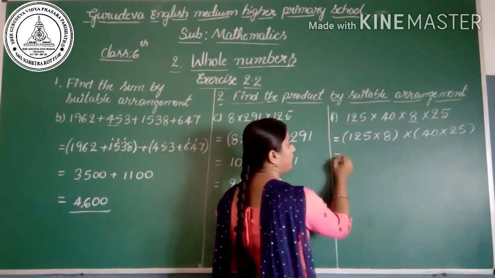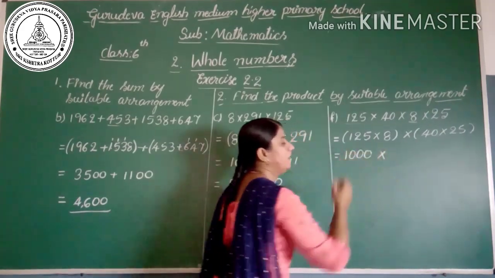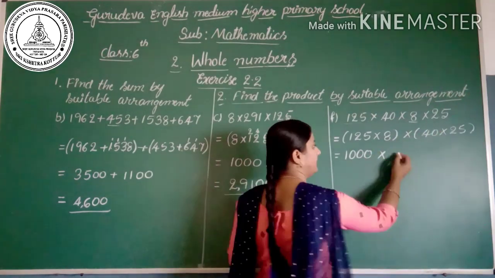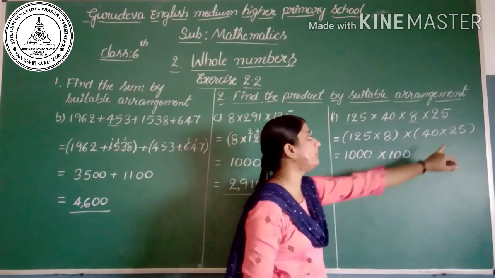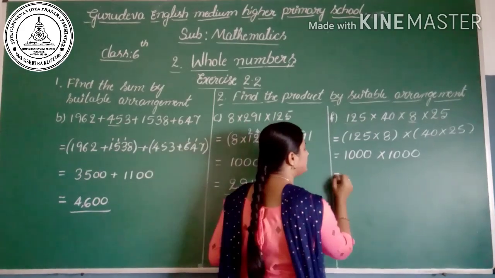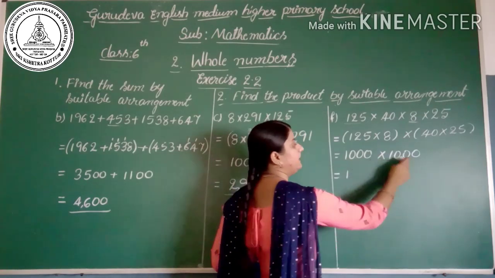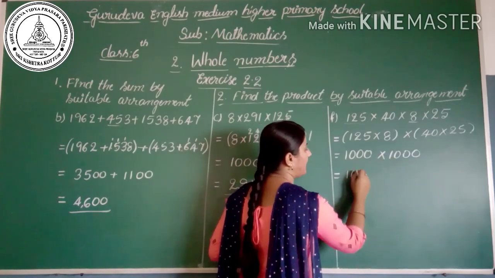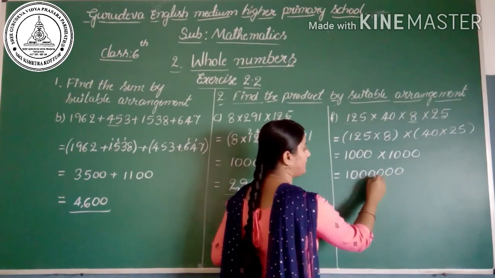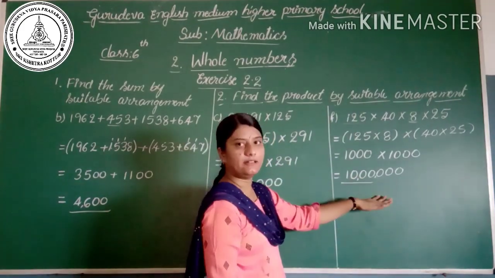We know that 125 eights are 1000, into, leave this 0, 25 fours are 100. I leave the zeros: 1 0, I will add at last, that is 1000. Then 1000 into 1000: 1 ones are 1. I have to multiply 6 zeros, I will add at last: 1, 2, 3, 4, 5, 6. Ones, tens, hundreds, thousands, ten thousands, lakh, 10 lakh. The product of the given numbers is 10 lakh.